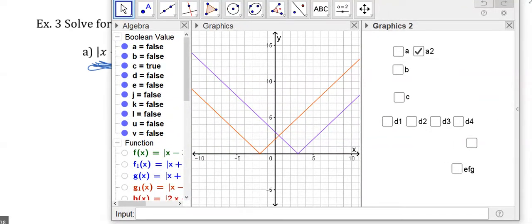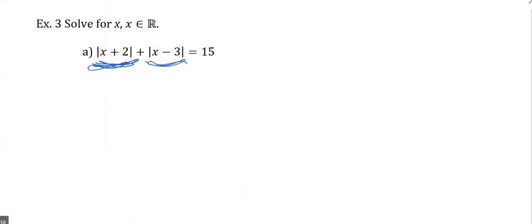The other way of thinking about it is, what would the graph of that function on the whole left side look like? And when does that equal 15? We'll take a look at that in a minute. Before we do that, I'm going to show you how to solve it.